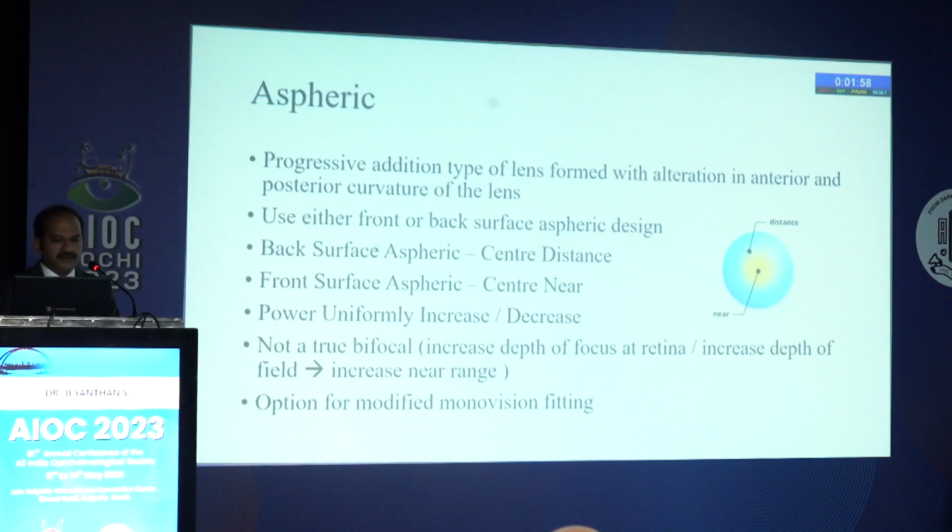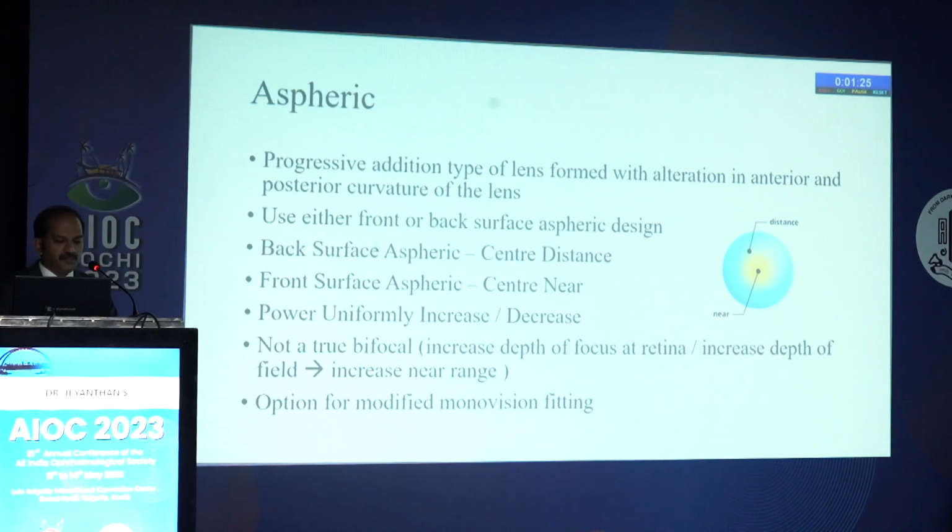Aspheric is a progressive addition type of lens formed with alteration in the anterior or the posterior curvature. So use either the front or back surface aspheric design. If the back surface is aspheric, then the center would be the distance, and if the front is aspheric, then the center would be the near design. The power uniformly increases or decreases according to the type. So it's not a true bifocal because what happens in an aspheric is it increases the depth of focus of the retina, it increases the depth of field, thereby increasing the near range.